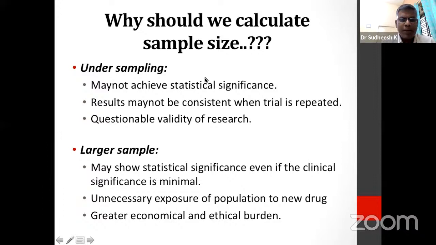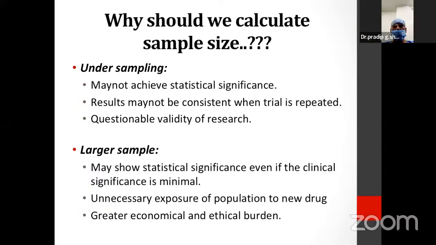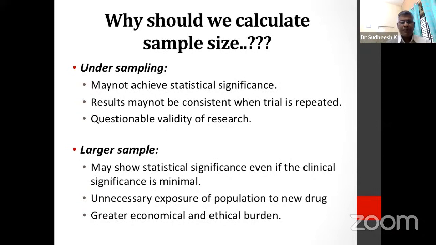Likewise, if you take too many subjects into the sample, more than what is required, you might find statistical significance though the clinical significance is very minimal. For example, let us say you are doing a study on duration of analgesia, and in group A the duration of analgesia is 250 minutes, whereas in group B it is 260 minutes. Because you have used a very large number, maybe 100 or 200 patients, this will show a statistical significance. But is it clinically relevant? Does somebody having just 10 minutes extra analgesia really matter clinically? So that is the problem with a very large sample size.